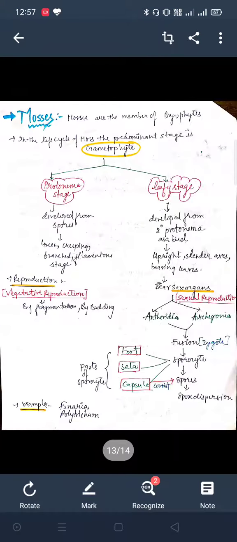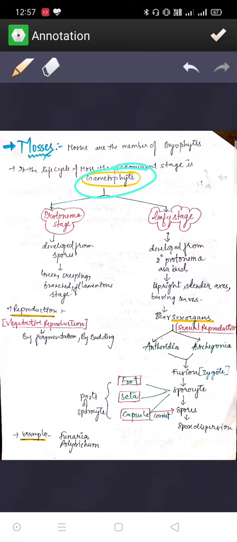Now let's move on to the moss. What are mosses, and what characters do the moss members of the bryophytes have? Let's look at the life cycle. In the life cycle of the moss, the gametophyte has two stages. First is the protonema stage, and second is the leafy stage. The protonema stage develops from spores, and it is green, creeping, and branched.